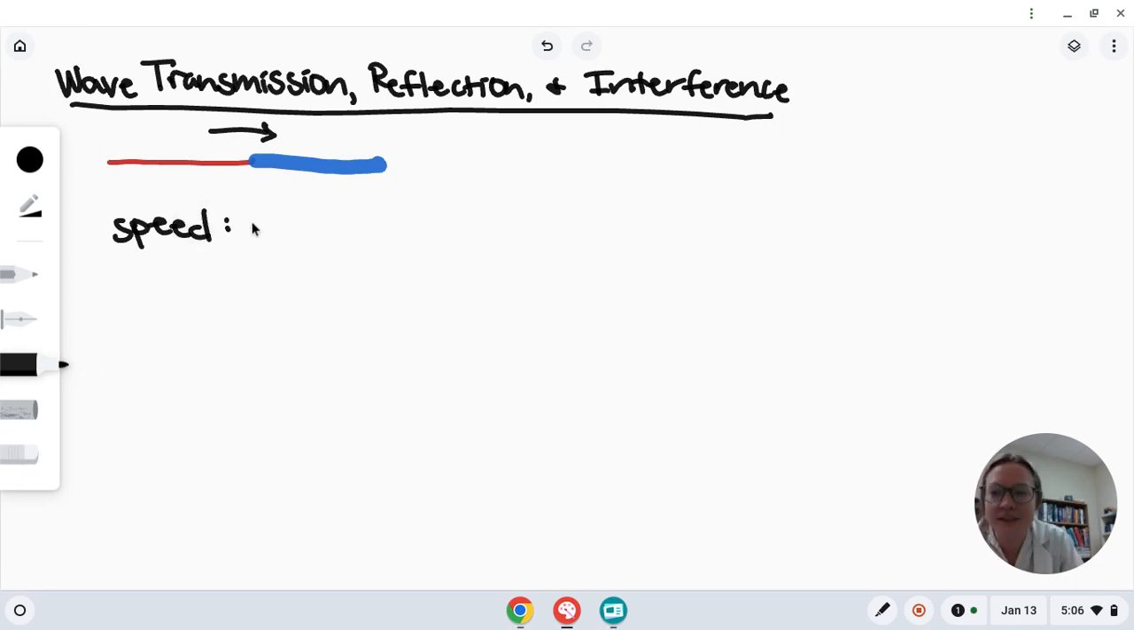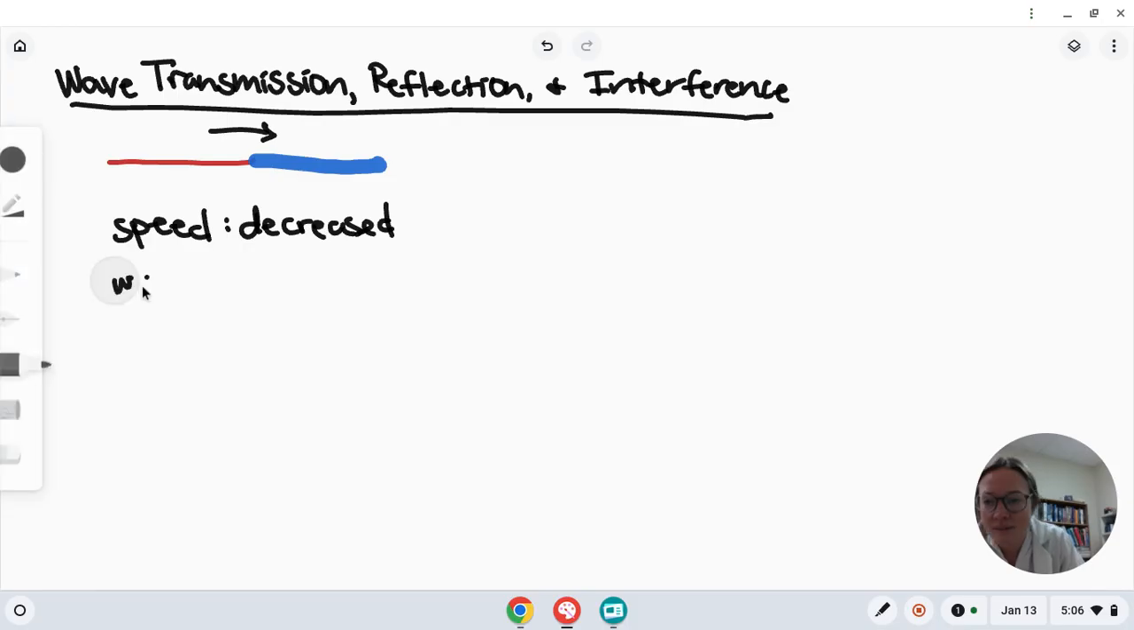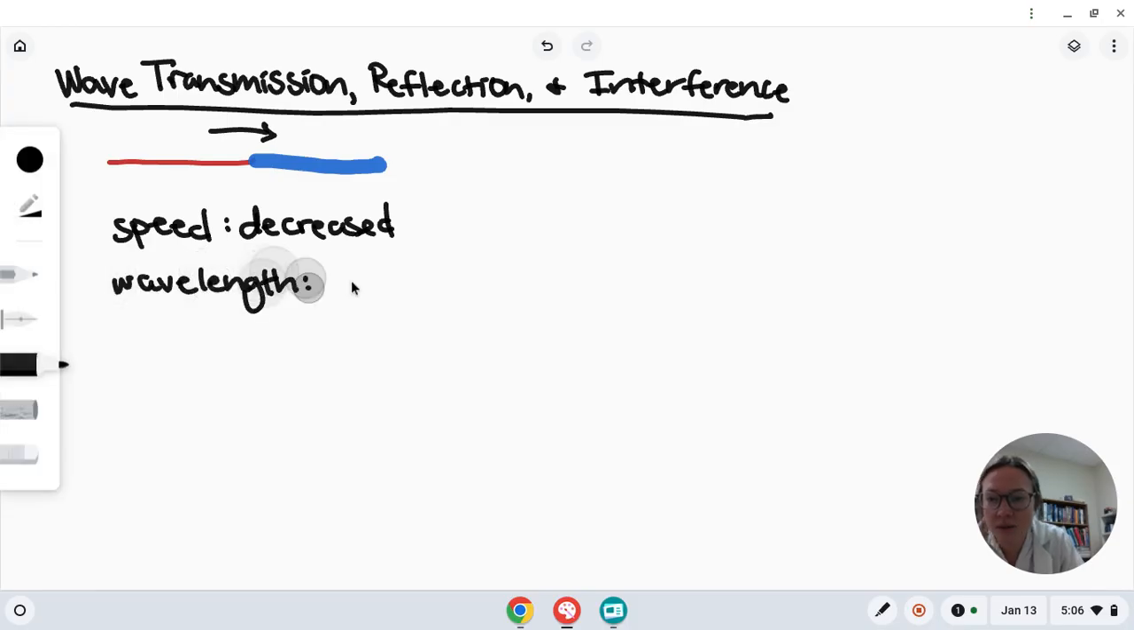You saw that the speed of the wave changed. In fact, what you should have seen is that the speed of the wave decreased as it went from the light rope into the heavy rope. You also saw something happen with the wavelength. You saw that the wavelength also decreased.